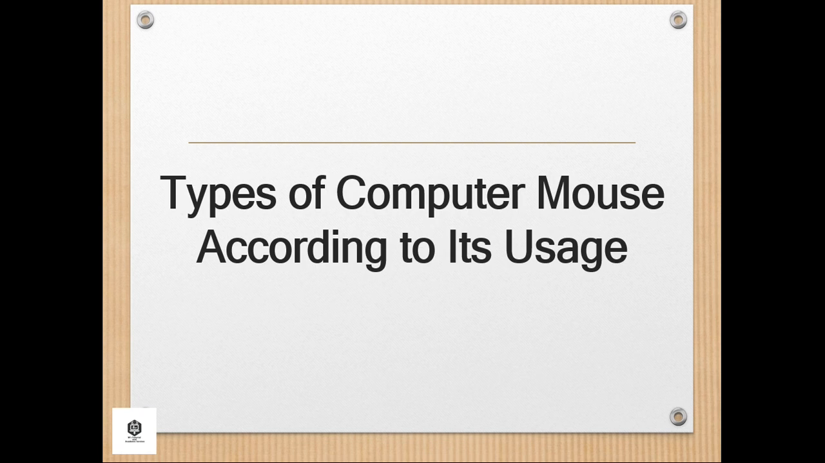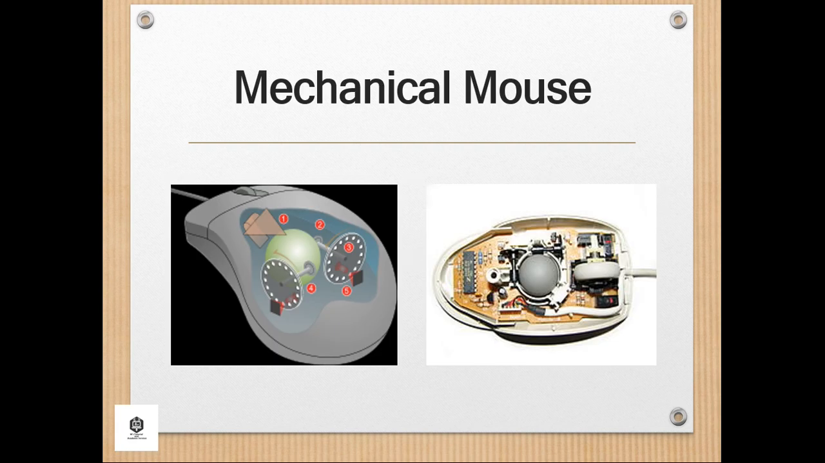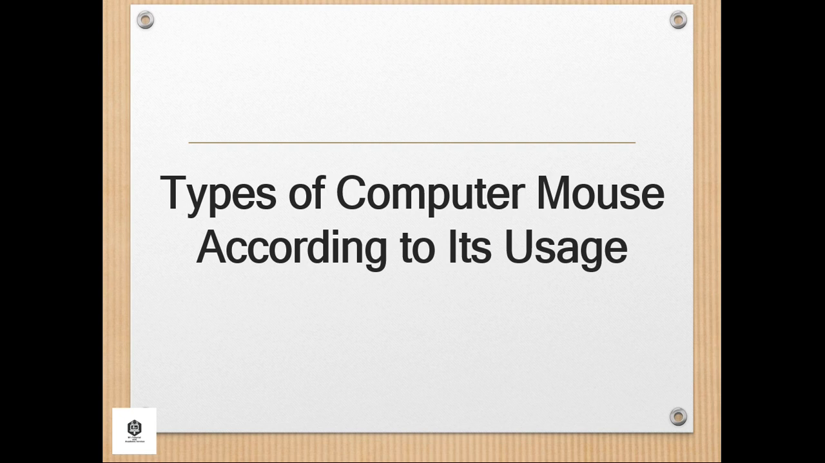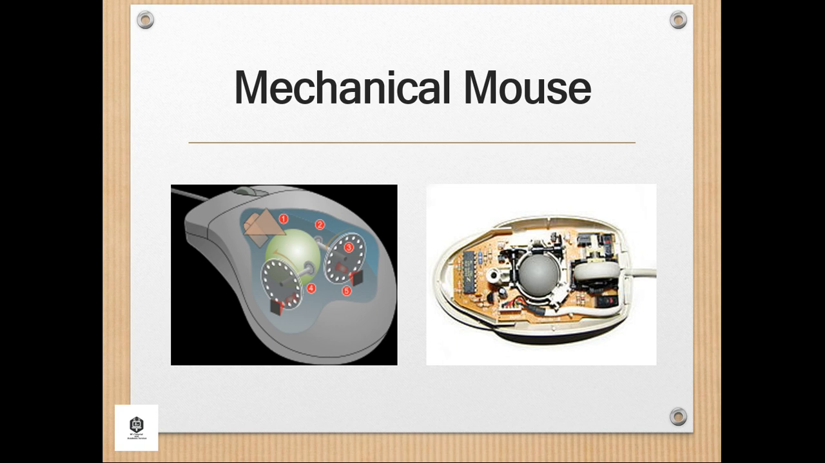Let's learn the types of computer mouse according to their usage. Mouse is a very important part of the computer. Today, in the market, various different types of computer mouse are available. Every mouse has its own functionality, so every user can use all types of computer mouse according to their usage. First, the mechanical mouse.